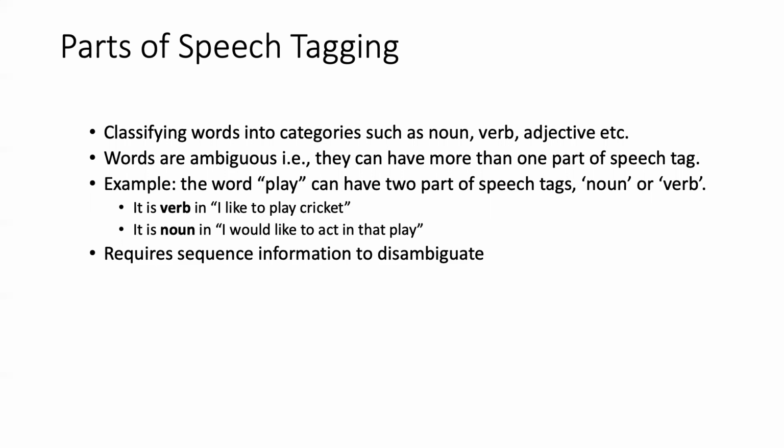Let's consider an example. I like to play cricket. In this example sentence, play is a verb, while if you consider the example sentence, I would like to act in that play, play is a noun. So we require sequence information to disambiguate. So this comes under a sequential learning problem.